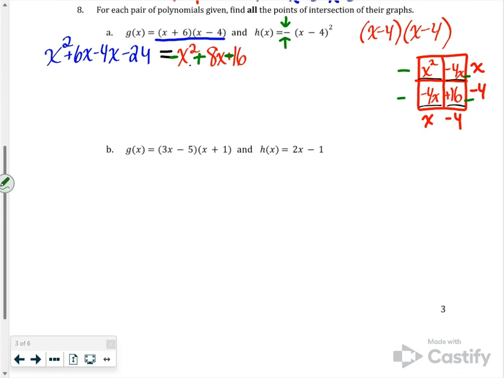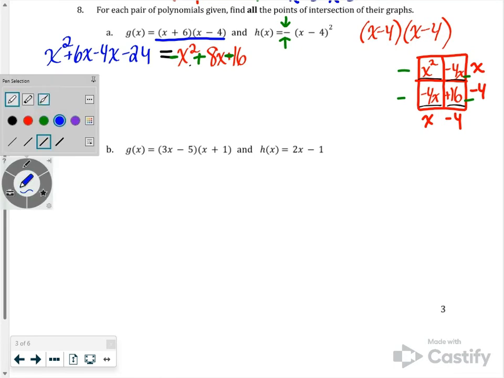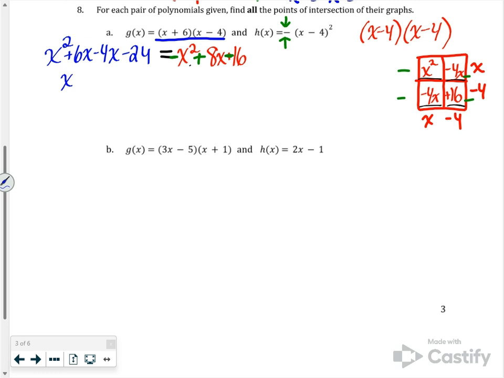So let's rewrite this. Let's get our ducks in a row here. Okay, x squared plus 2x minus 24 equals negative x squared plus 8x and minus 16. Okay, let's check. We got a negative, and the original was a positive. We have a positive, the original was negative, and we have a negative because the original was positive.